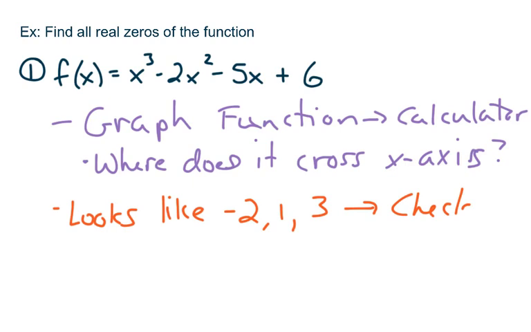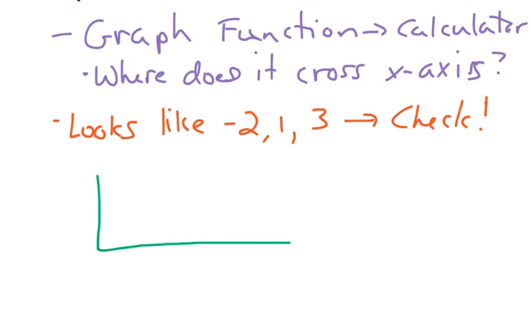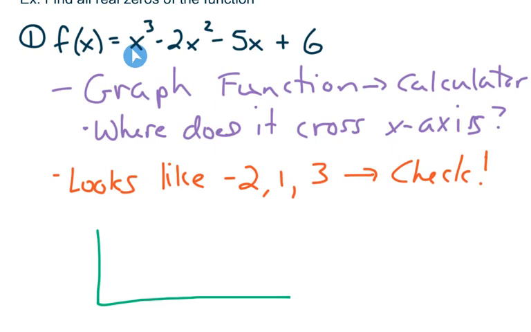Okay? How are we going to do that? Well, we're going to do that using synthetic division. Okay, so our x values, or our numbers inside the L, these numbers here, are going to be the coefficients of those. So we're going to have a 1, negative 2, negative 5, and positive 6.